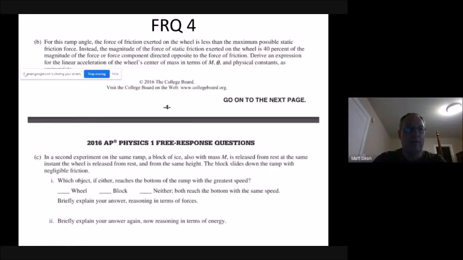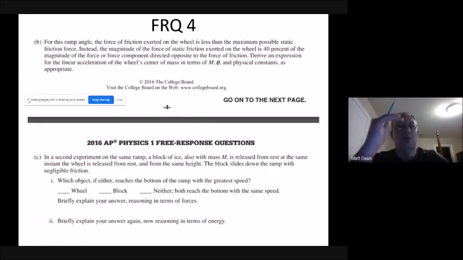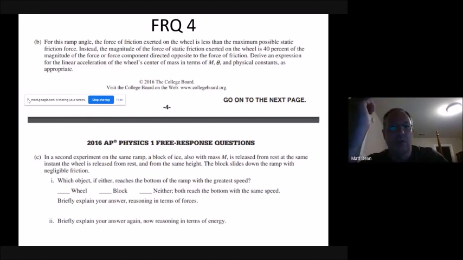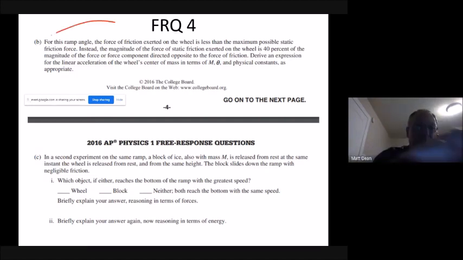So now let's look at part B real quick. For this ramp angle, the force of friction exerted on the wheel is less than the maximum possible static friction force. Instead, the magnitude of the force of static friction exerted on the wheel is 40% of the magnitude of the force or force component directed opposite to the friction force. Derive an expression for the linear acceleration of the wheel center of mass in terms of m, theta, physical constants as appropriate. That sounds really, really, really confusing.